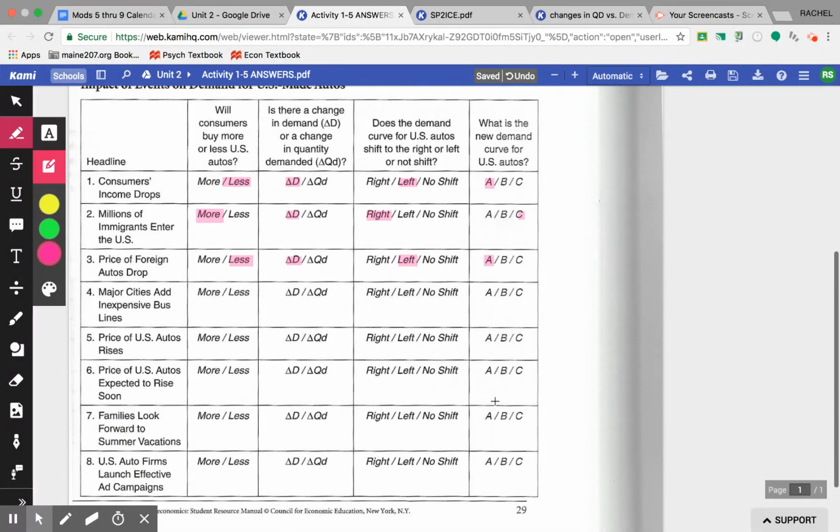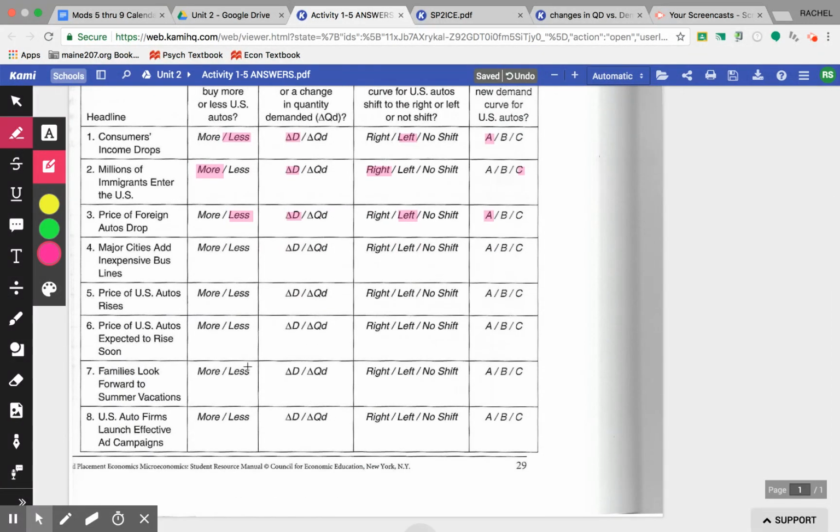Major cities add inexpensive bus lines. Therefore, less demand for cars. Again, a shift in demand. Because it's less, it's going to be left, which means again that we're talking about A. Price of US autos rises. This will be lower demand, but in this case, we're talking about quantity demanded, not just demand. And the reason being is because we're talking about price.